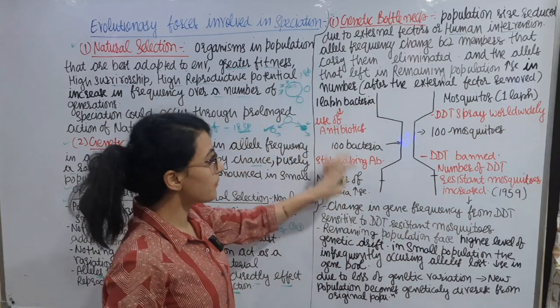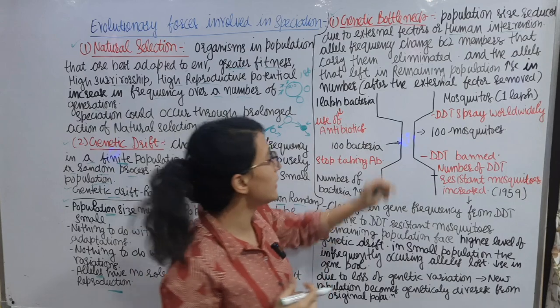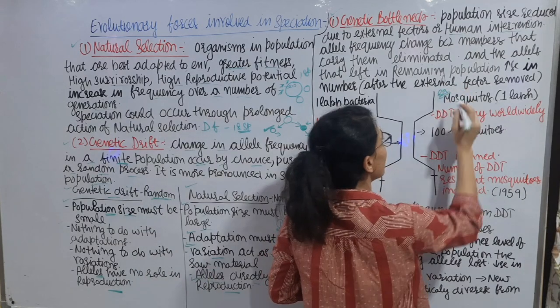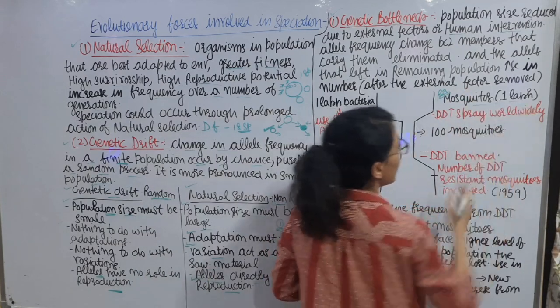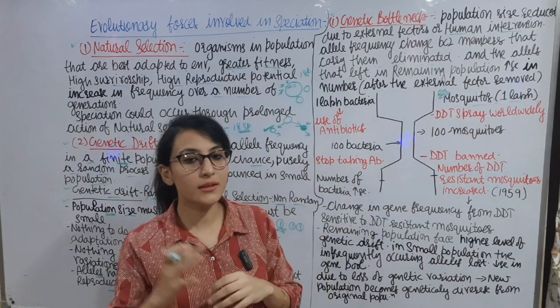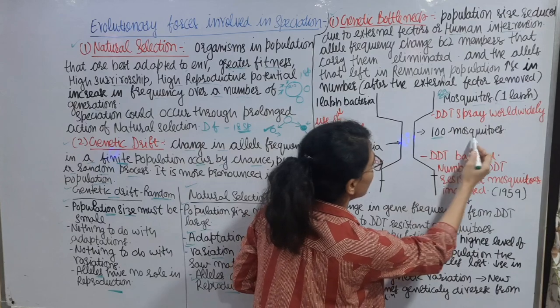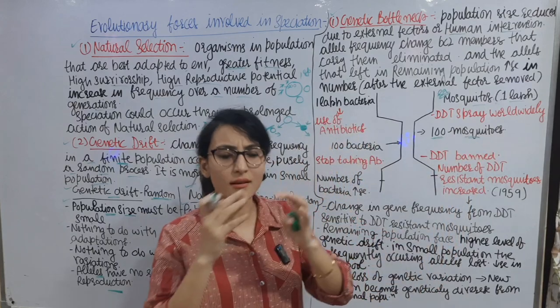Here is an example of mosquitoes, which are responsible for causing malaria. Suppose during the initial period the number of mosquitoes is 1 lakh, but after DDT was sprayed worldwide during the time of the Second World War, it reduced the number of mosquitoes to only 100. This is hypothetical.